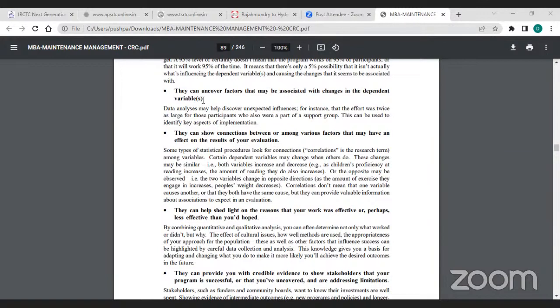Then they can show the connections between or among factors that may have an effect on the results of their evaluation. So here they will try to see how these variables are correlated, how these variables are connected with each other. Whenever they are dependent, it means that they are somehow correlated. So this correlation may be a positive correlation or negative correlation. In one way or another, they are correlated. So whether the relation may be very friendly or whether the relation may be rivalry, right?